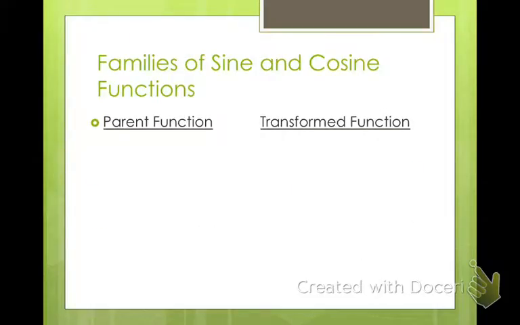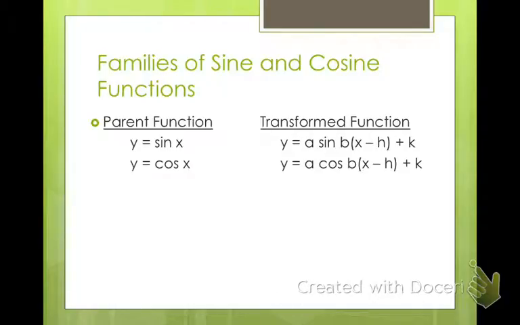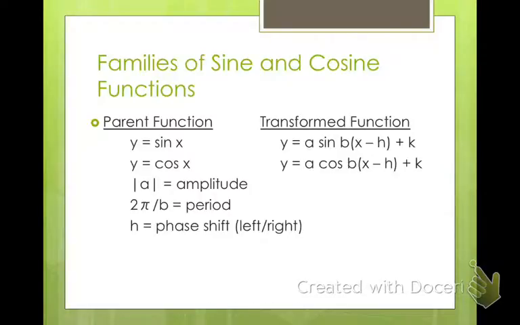So for families of sine and cosine functions, we talked about the parent function. For sine, that's y equals sine of x. If you do any transformations, a is your amplitude, b is your period, or b helps you determine your period, and then you have h moves left and right, k moves up and down. The same applies for cosine. It's all the same thing. So a is your amplitude, 2 pi over b is your period, where b is your cycles. h is your phase shift left and right, and k is your vertical shift up and down.